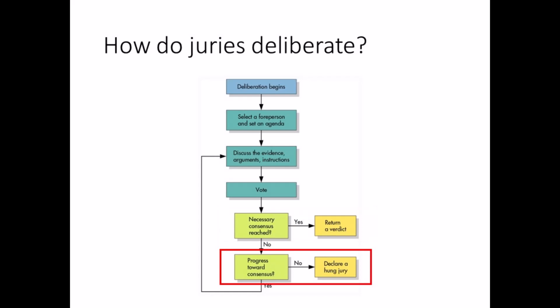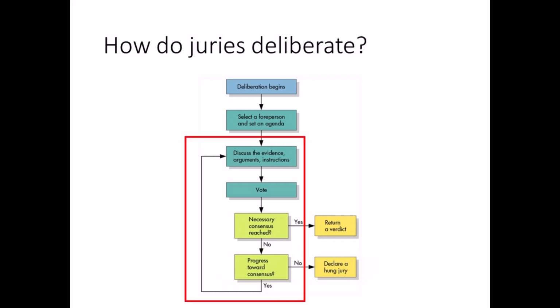If they don't reach a consensus, the question becomes whether the group is making progress toward a decision. If not, the judge will declare what is called a hung jury. This means they could not decide whether to acquit or convict using the instructions provided by the judge. If progress is being made, the jury returns to the previous step of discussing the evidence, arguments, and instructions from the judge. Eventually, the group will make a decision and return a verdict, or they'll stop making progress and the judge will declare a hung jury.